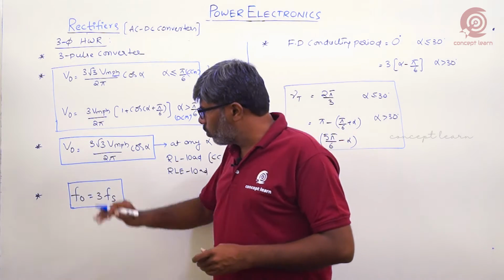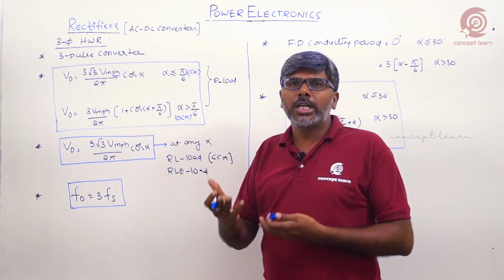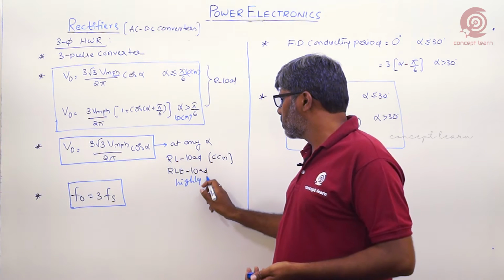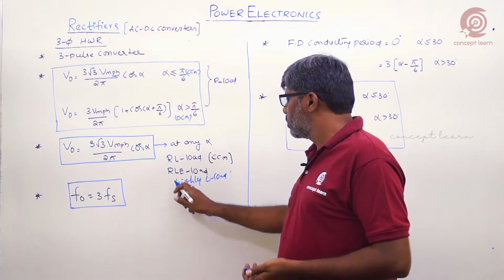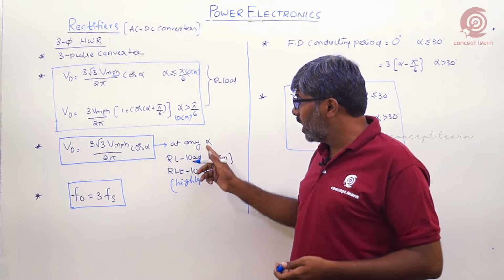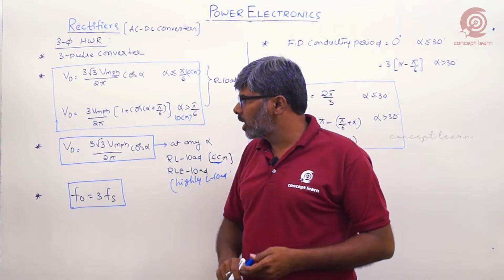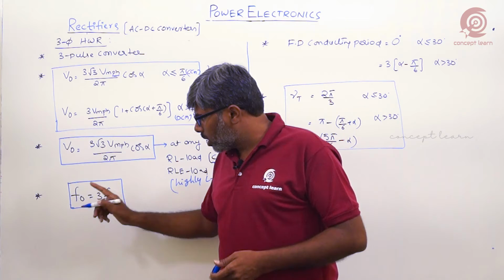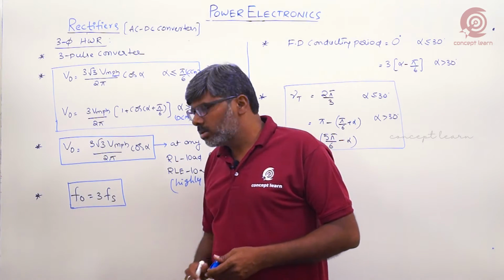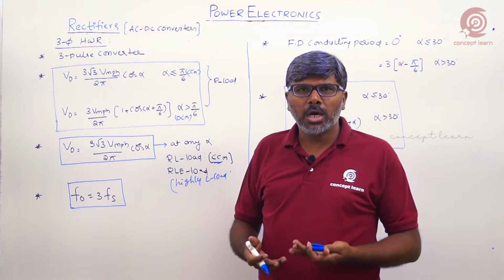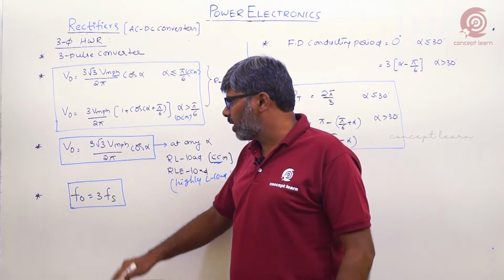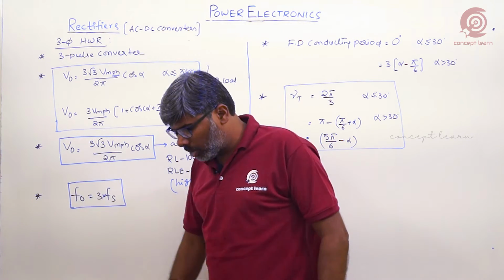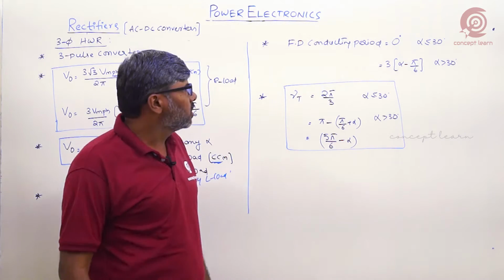Now coming to the output voltage expression for the inductive load, highly inductive load. Highly means what? Continuous conduction mode. At any firing angle alpha, this is the expression: 3 root 3 Vm pH by 2 pi into cos alpha. Now coming to the ripple frequency, or output frequency, or pulse frequency of the three-phase half-wave rectifier: it is 3 times the supply frequency. So 3 into Fs. This is the output or ripple frequency of the three-phase half-wave rectifier circuit.